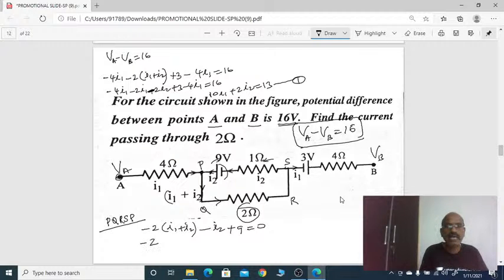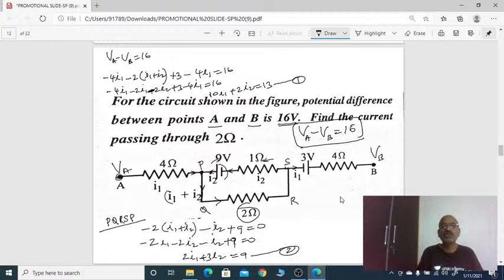This you multiply inside. Closed loop. First potential difference we did. Now closed loop, 2 into I1 minus 2I2 minus I2 plus 9 is equal to 0. Now you will get 2I1 minus 3I2, right? All minus, change the sign, plus 3I2 is equal to 9. This is equation 2. Now you got the two equations.